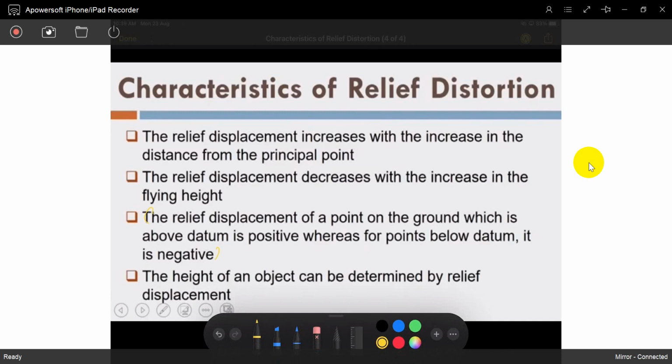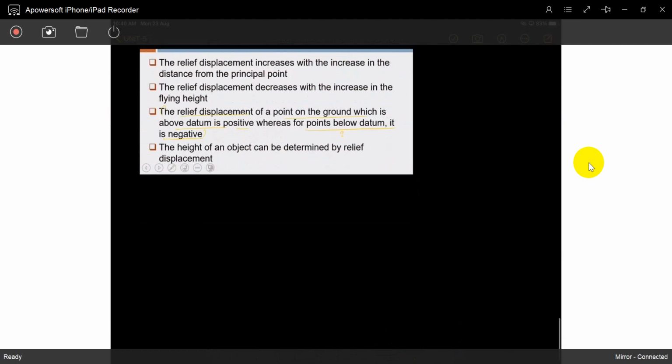If you see one thing, you can observe it. The relief displacement of a point on the ground which is above the datum is positive. We saw the proof. Whereas for points below the datum, it will come negative. R minus R naught, R naught minus R. Right to left, left to right. So if any points are below the datum, it's left to right, right to left. We can take it as negative. That's it. Those are the characteristics.